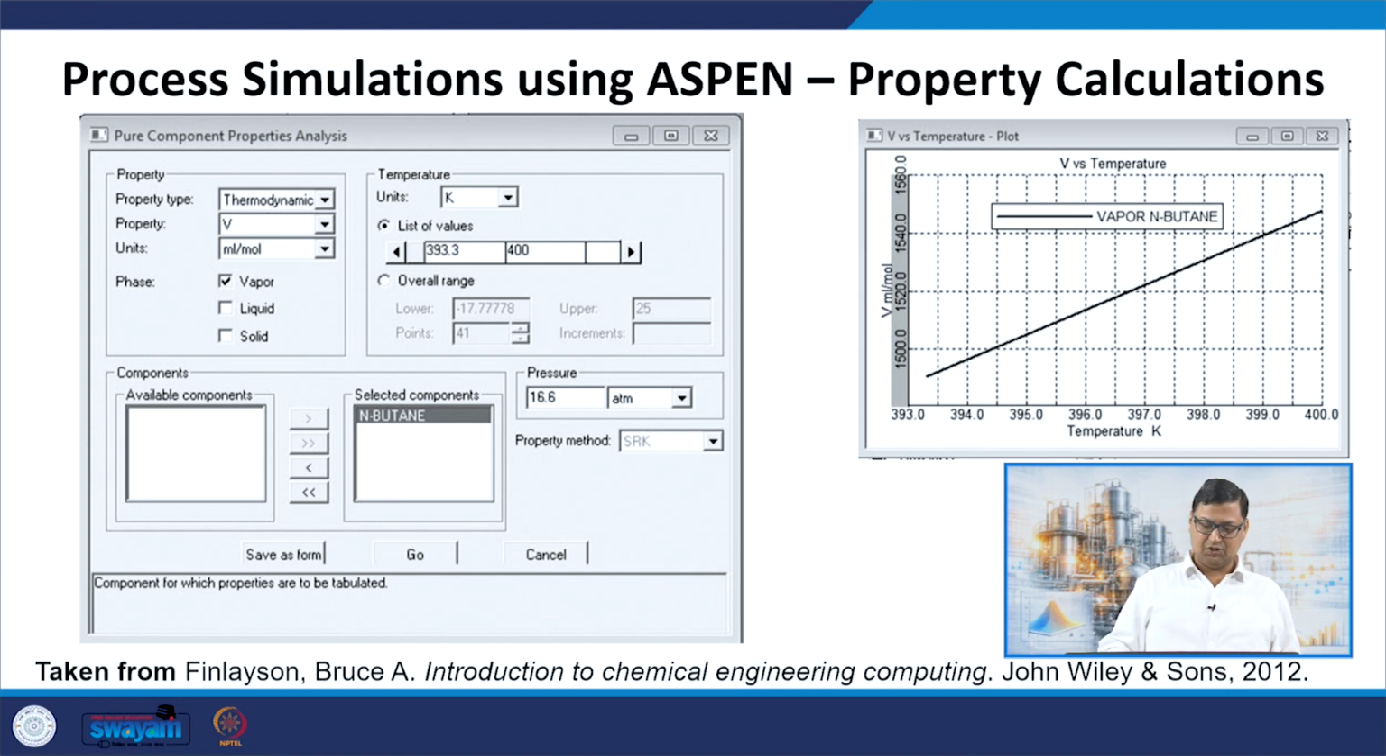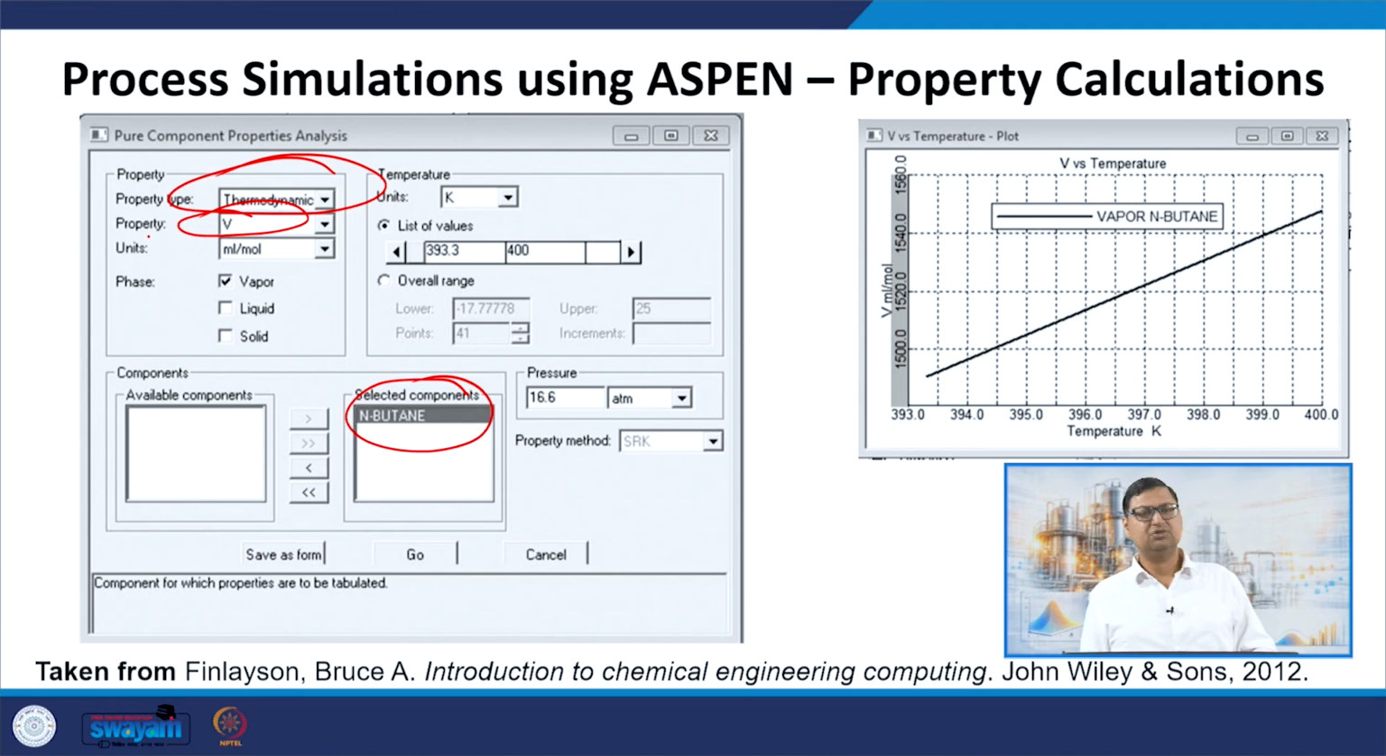I am showing you one example here of, let us say, N-butane, and this is the kind of window that gives me the analysis of properties of this pure component. You see the kind of settings that we are using here. We are looking at thermodynamic properties, probably what is present at equilibrium. We are looking at the specific volume, the volume per unit mole. The inverse of that is the density, by the way, in the vapor phase. That is very important because it will change if I change the phase.